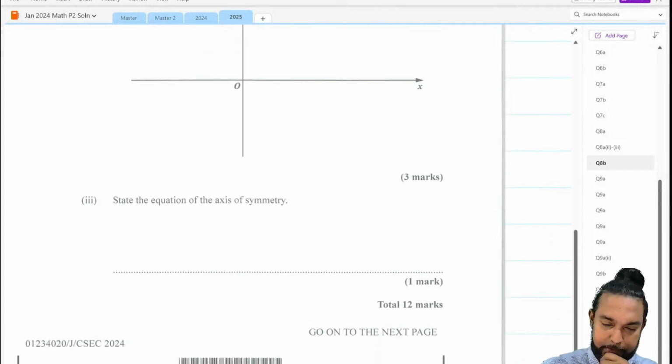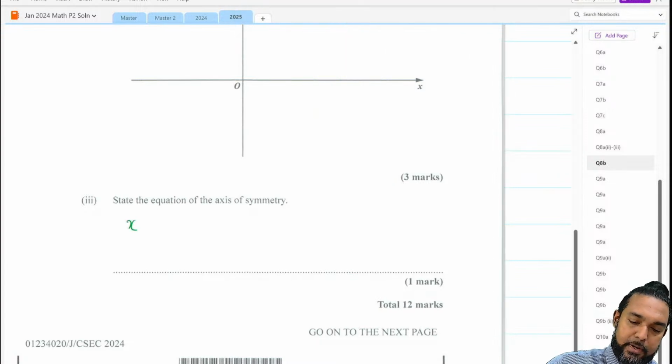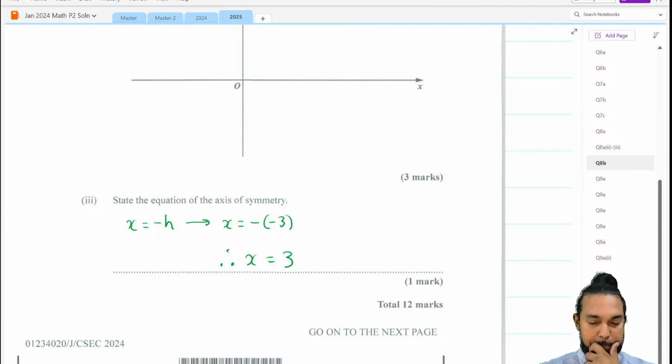Let's do this piece first. The equation of the axis of symmetry is actually pretty easy, right? That is simply x equal to minus h. h was minus 3, right? So x is equal to minus 3. Therefore, the equation of the axis of symmetry is x equal to 3.